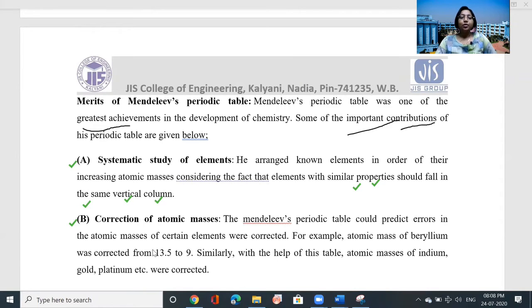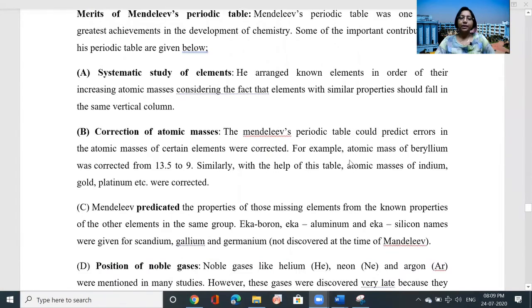Next, B, correction of atomic masses. The Mendeleev periodic table could predict errors in the atomic masses of certain elements, which were then corrected. For example, the atomic mass of beryllium was corrected from 13.5 to 9. Similarly, with the help of this table, atomic masses of indium, gold, and platinum were corrected. So these are the usefulness of the Mendeleev periodic table.